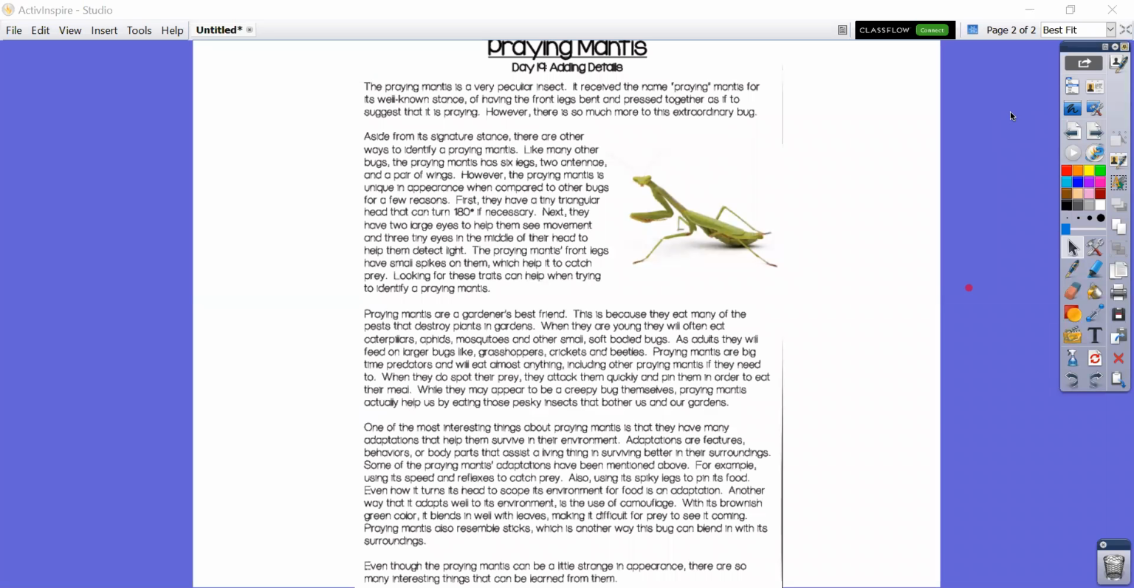Today we're going to talk about adding details in our informational writing. So we're going to go through this piece about the praying mantis, and we're going to find some areas where the author added extra details to really make it.